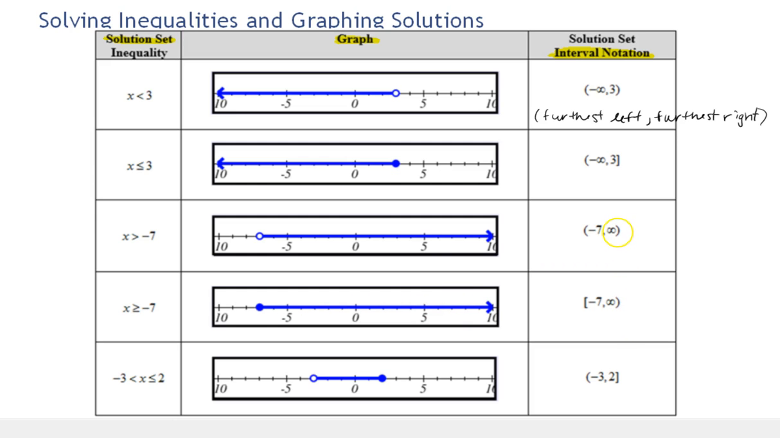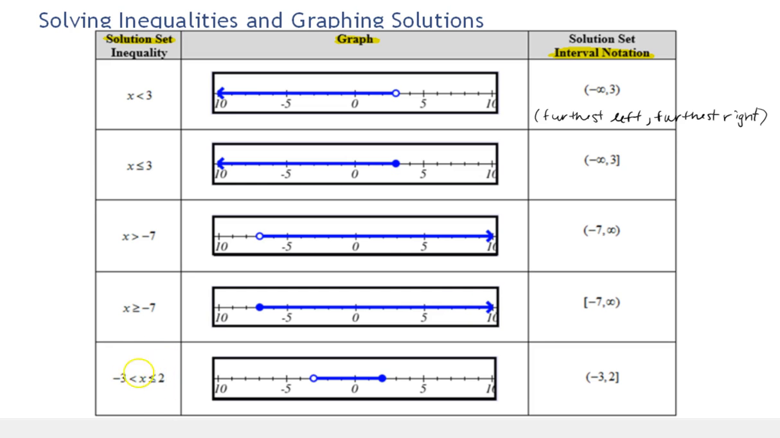And notice here we write just infinity, that means positive infinity. To the right is the positive direction, whereas here it was the negative direction, so we wrote negative infinity. So that's how we distinguish between which direction. Left direction, negative infinity. Right direction, positive infinity.